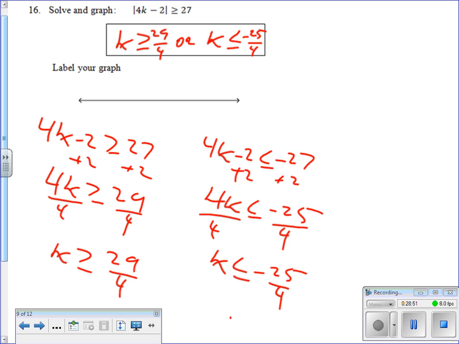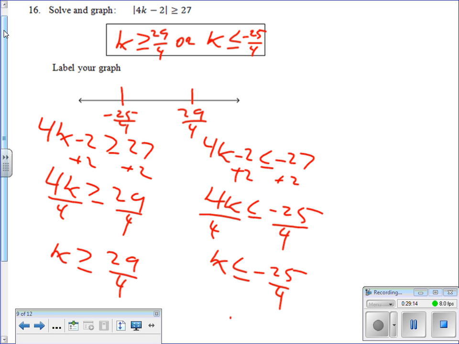How do I graph 29 fourths and 25 fourths? Here's how you do it, negative 25 fourths. I don't care about any of the other numbers other than those two. I don't care where it goes on the number line as long as I get the smaller one to the left and the larger one to the right. It's pretty easy because one's negative, one's positive.